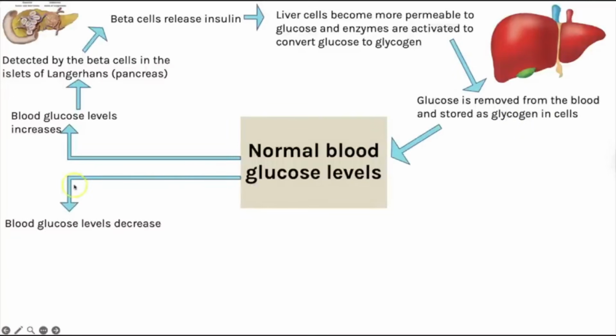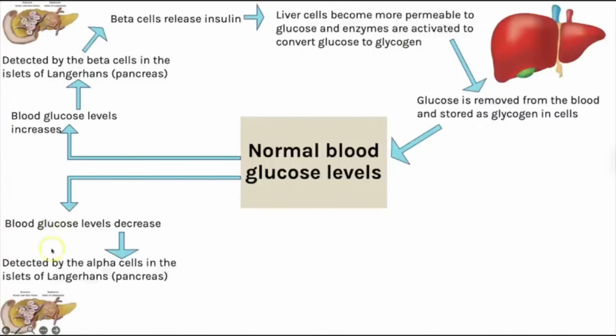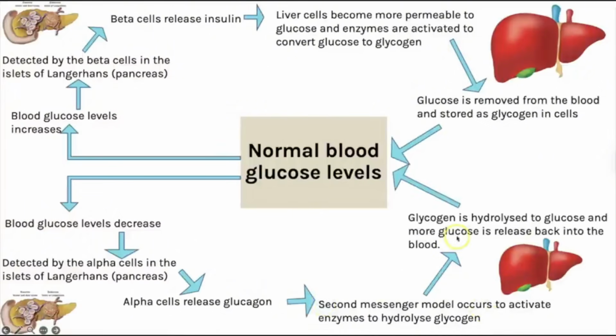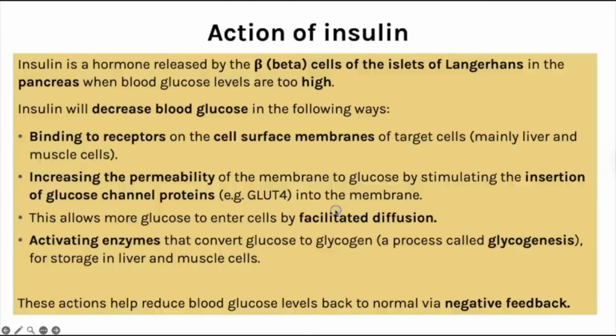Now, maybe you haven't eaten anything containing carbohydrates for a while or you've done high levels of exercise, so lots of respiration using up the blood glucose, so levels decrease. A decrease is detected by the alpha cells in the islets of Langerhans of the pancreas. In response, the alpha cells release glucagon. That triggers the second messenger model, which activates enzymes to hydrolyze glycogen in the liver back into glucose, which is then released into the blood to bring it back to normal. But we're going to go through that in a bit more detail.